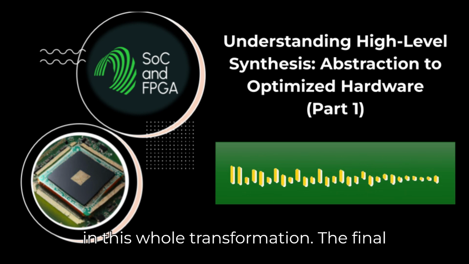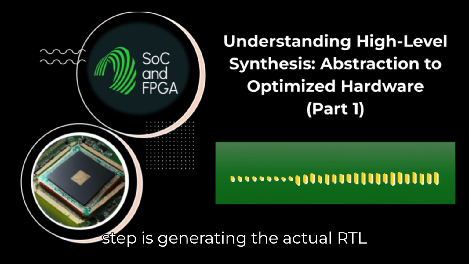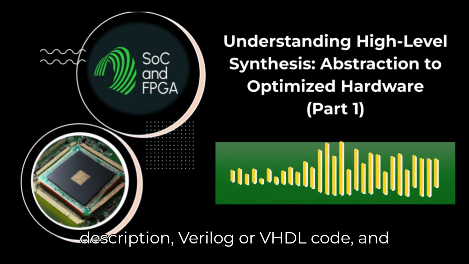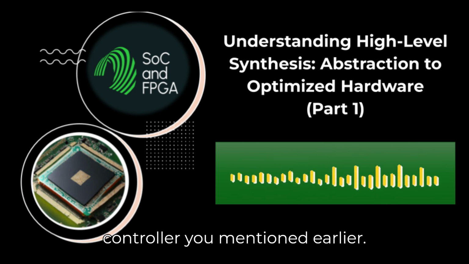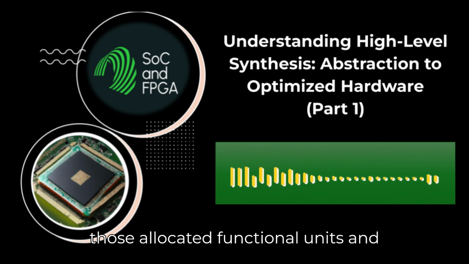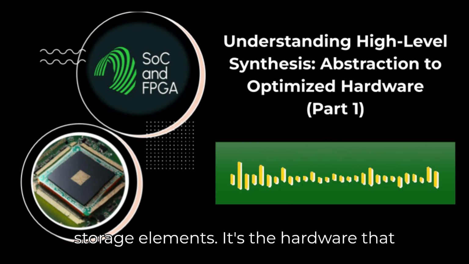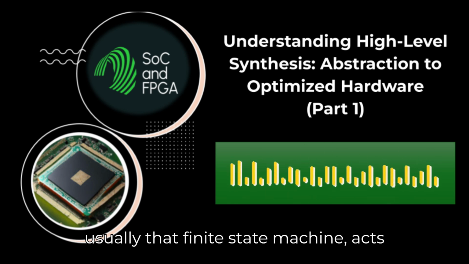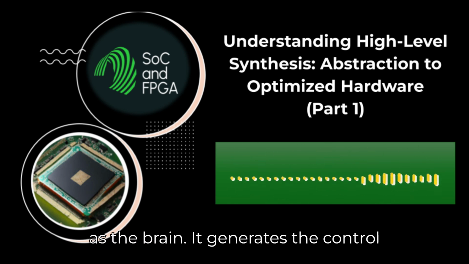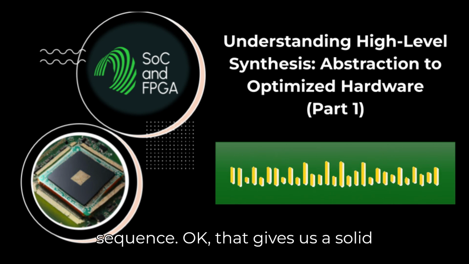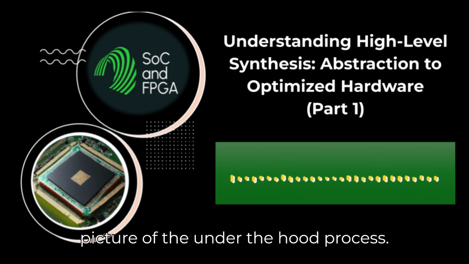Okay, and the final step in this whole transformation. The final step is generating the actual RTL description, Verilog or VHDL code. And that results in the data path and the controller you mentioned earlier. Correct. The data path is built from all those allocated functional units and storage elements. It's the hardware that crunches the numbers. And the controller, usually that finite state machine, acts as the brain. It generates the control signals based on the schedule to make sure everything happens in the right sequence. Okay, that gives us a solid picture of the under-the-hood process.